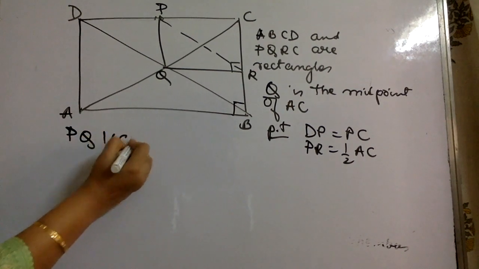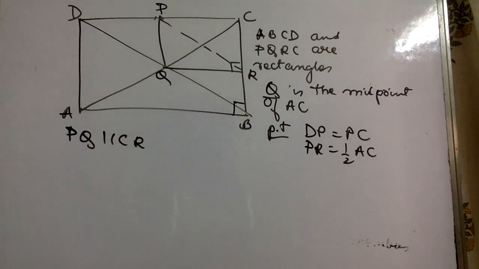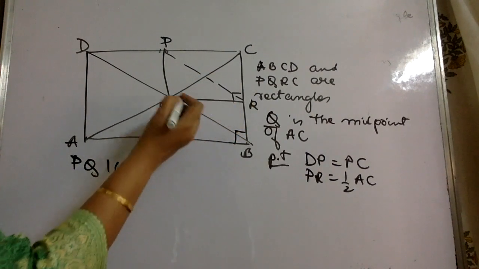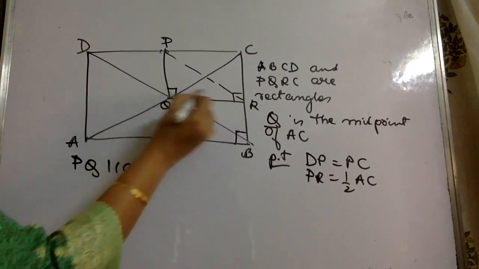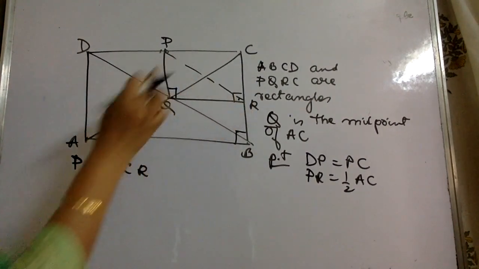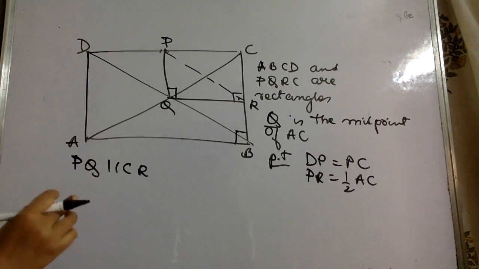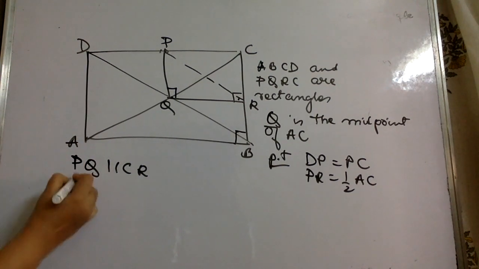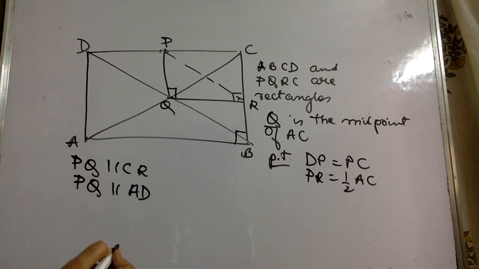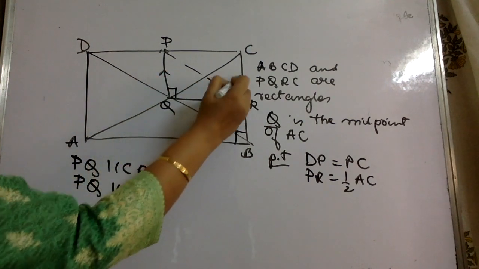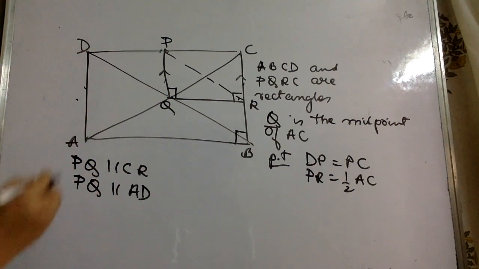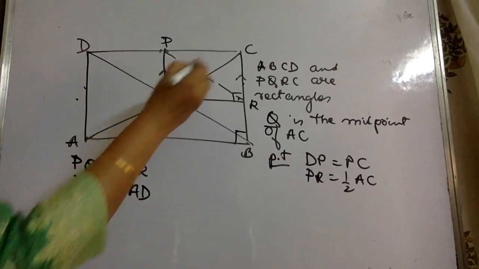PQ is parallel to CR, isn't it? These two lines are parallel because this is a 90 degree angle. Co-interior angles are supplementary, so it is parallel, and anyway they are sides of a rectangle. Next, PQ is also parallel to AD. If this line is parallel to this and this one is parallel to this, then these two lines will be parallel. Therefore, and Q is the midpoint of AC.